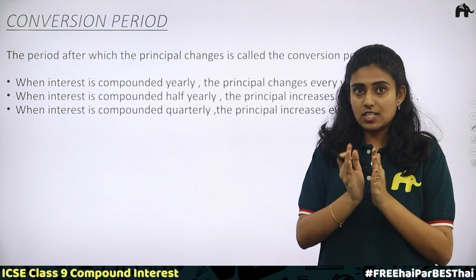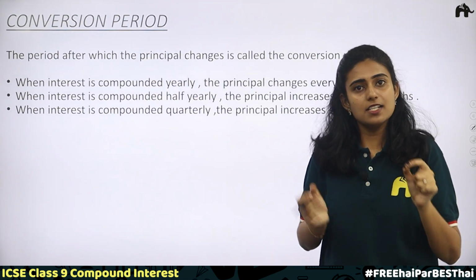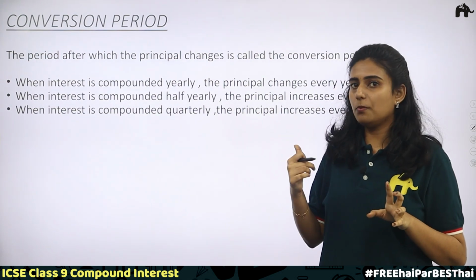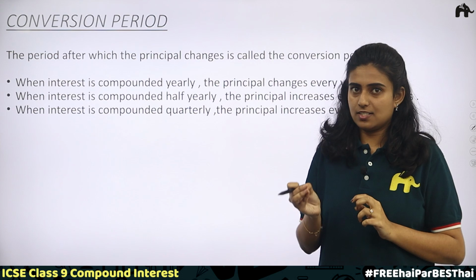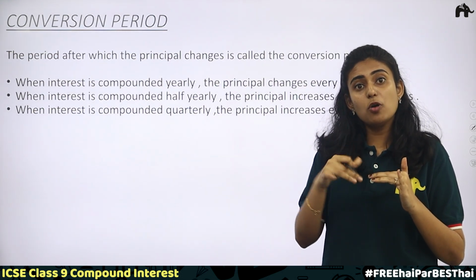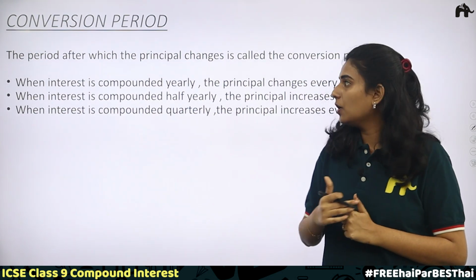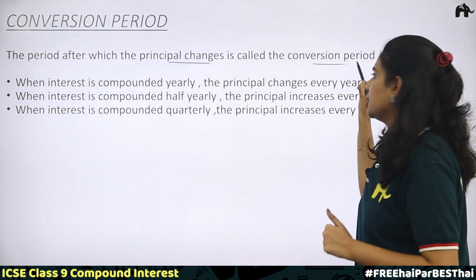Okay, in each interval, that is 1 year or 6 months or 3 months, what is happening? In each interval, the principal is changing. In case of simple interest, the principal will remain the same. When it comes to compound interest, we have understood that the principal is changing depending on the interest. The amount is changing, and this amount will be the principal for next year. So the period after which the principal changes is called the conversion period.